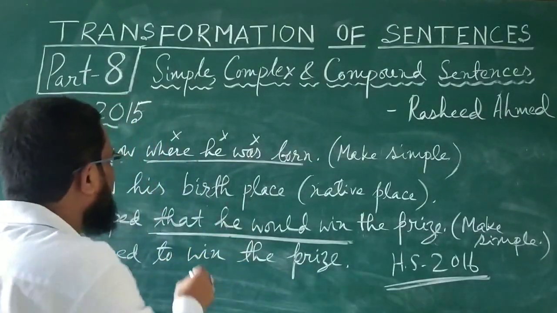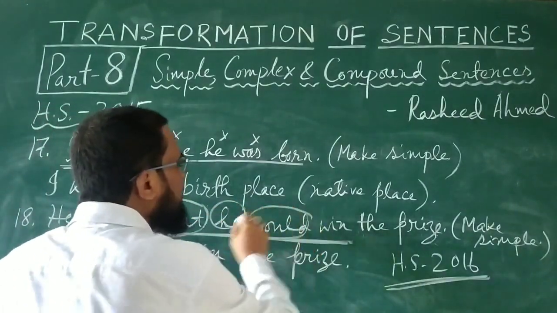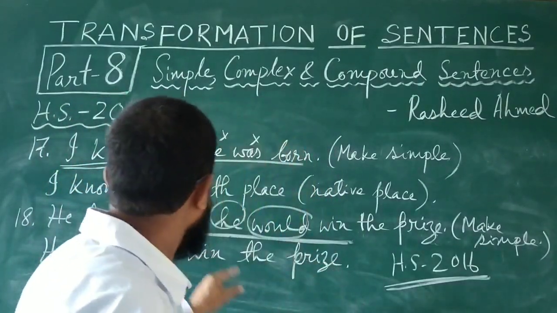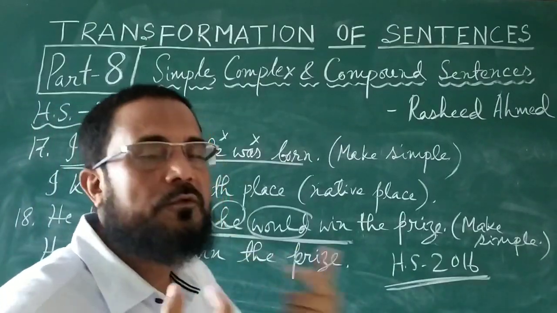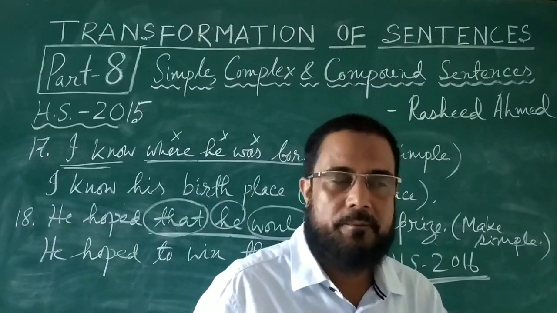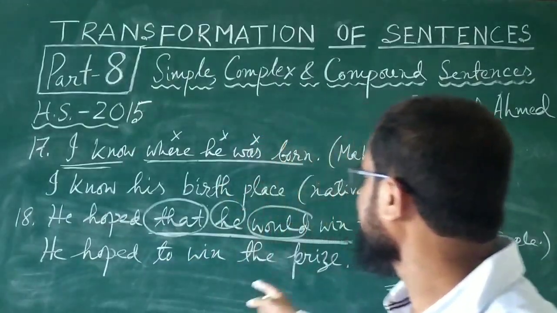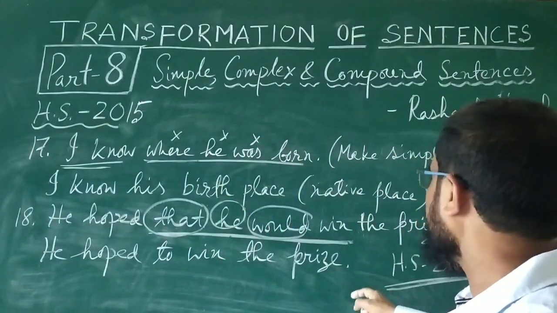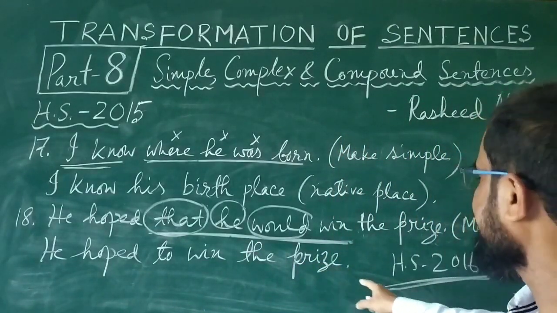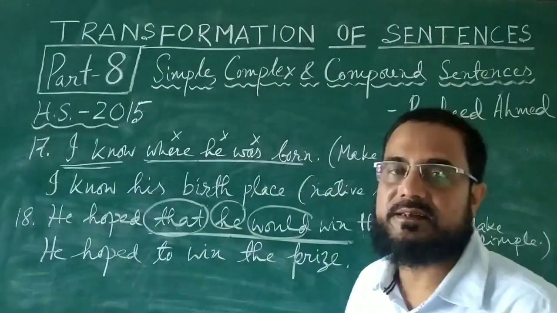So when you make it simple, you will remove this that, you will remove this he, you will remove this would also. You will change would win into to win. That will be removed, he will be removed, would win will be changed into to win. It will be changed into to infinitive, a non-finite form. So, he hoped that he would win the prize. He hoped to win the prize. That is the simple sentence, and this sentence was the answer to the question that came in 2016. And the next question will be the one that came in 2017.